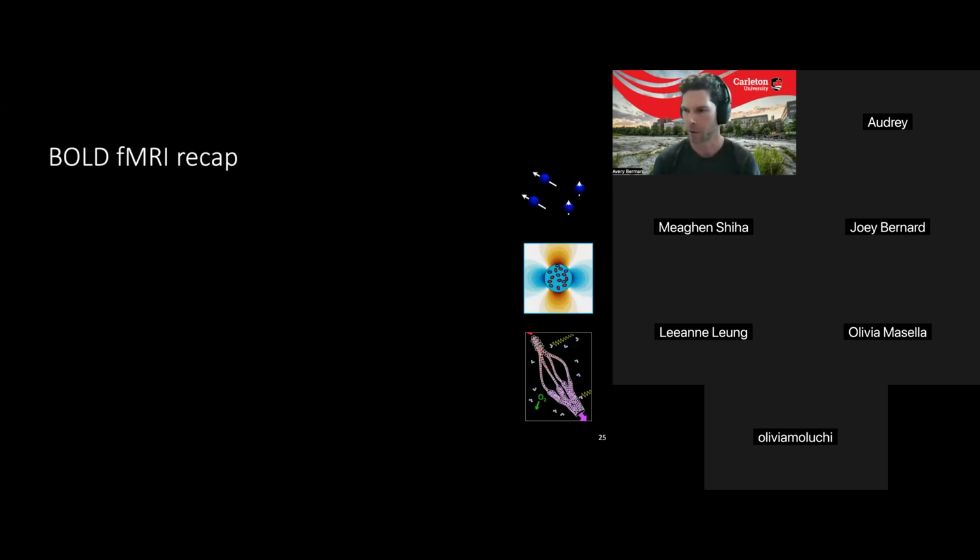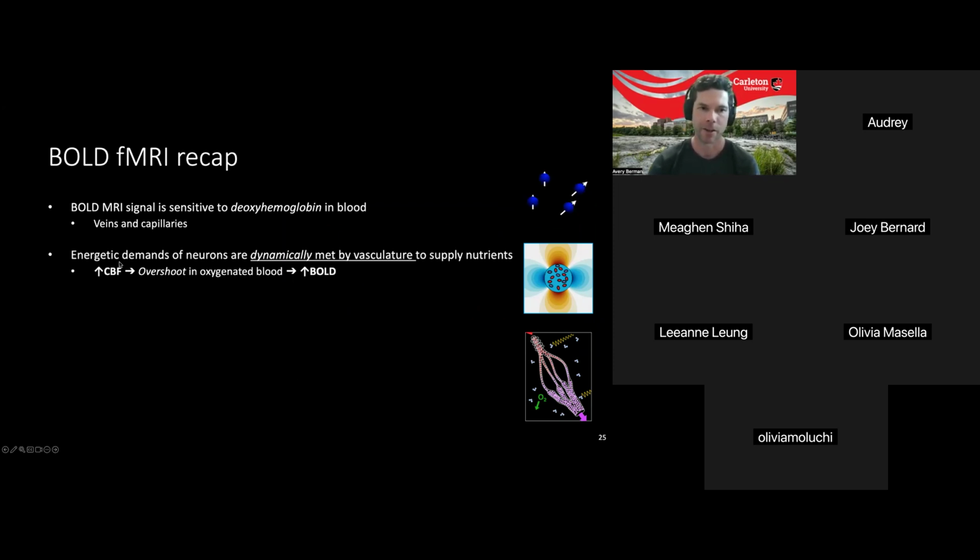All right, so let's recap here. The BOLD MRI signal is sensitive to deoxyhemoglobin in blood. So that's primarily located in the veins and the capillaries. The energetic demands of neurons are dynamically met by the vasculature to help supply nutrients to the local tissue, the neurons. We have a large increase in cerebral blood flow, resulting in an overshoot then in oxygenated blood. And that's why we get an increase in our blood oxygenation level dependent, or BOLD, signal.